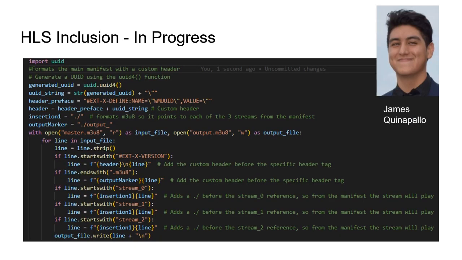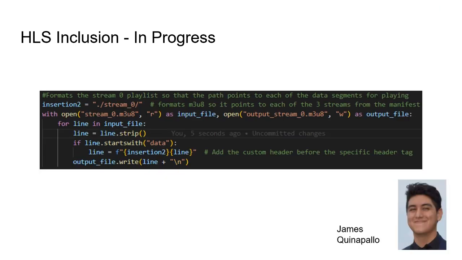Streams, I'll be going over both the HLS portion and the remaining challenges. Here you can see the code for embedding a UUID into the header of an HLS manifest. And next you can see we have code for correctly setting the path from the manifest to the stream playlist, and from the stream playlist to the designated data segments.